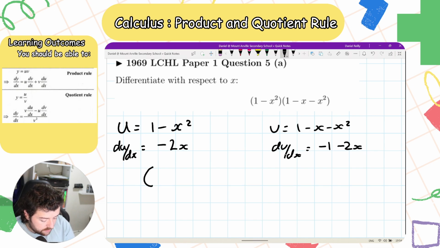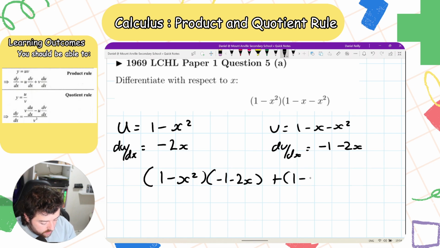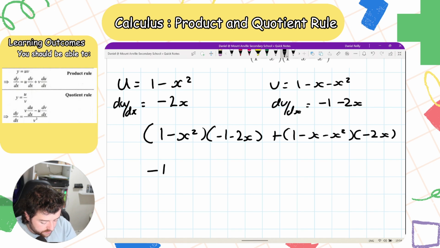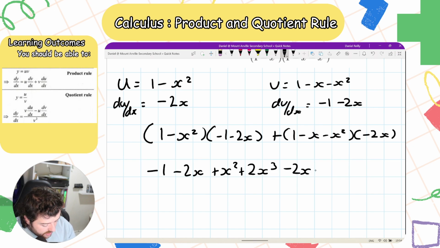So u times dv/dx, so (1 minus x squared) times (minus 1 minus 2x), plus v times du/dx. That's going to be 1 times minus 1 minus 1, 1 times minus 2x is minus 2x, plus x squared plus 2x cubed, minus 2x plus 2x squared plus 2x cubed, and my final answer then is going to be 4x cubed.